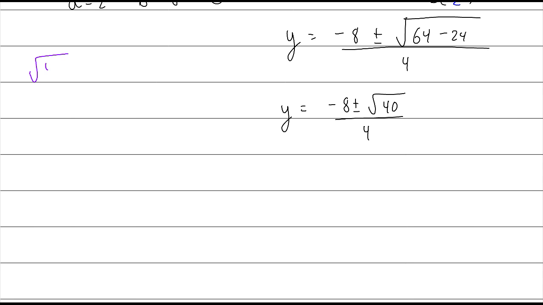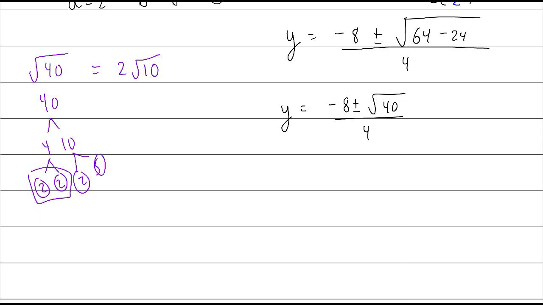Square root of 40. Well, 40 can be broken down into 4 times 10. 4 is 2 times 2. Prime numbers there. 10 is 2 times 5. We have a pair of 2's. So square root of 40 is 2 the square root of 10.